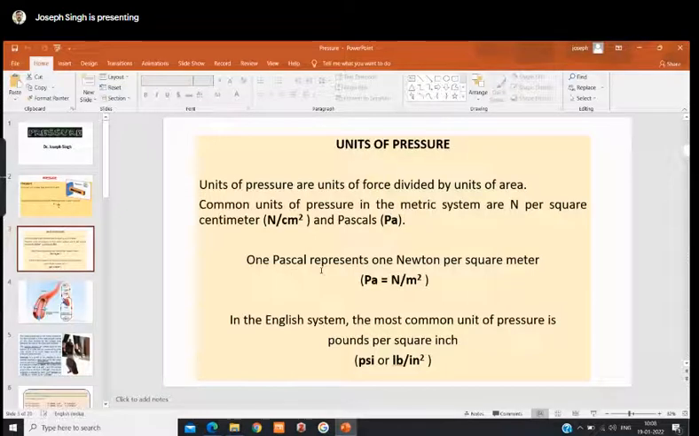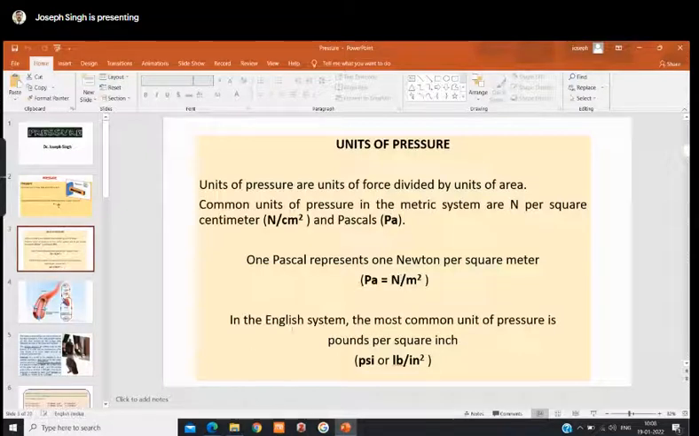So what is 1 Pascal? 1 Pascal represents 1 Newton per square meter, that is N upon M square. Here it is centimeter, there it is meter square. So in the metric system, it will be Newton, you can find it there, or we can say Newton per centimeter square also.